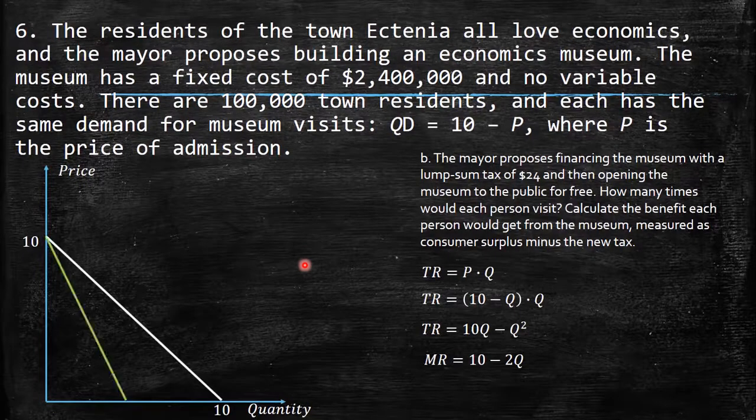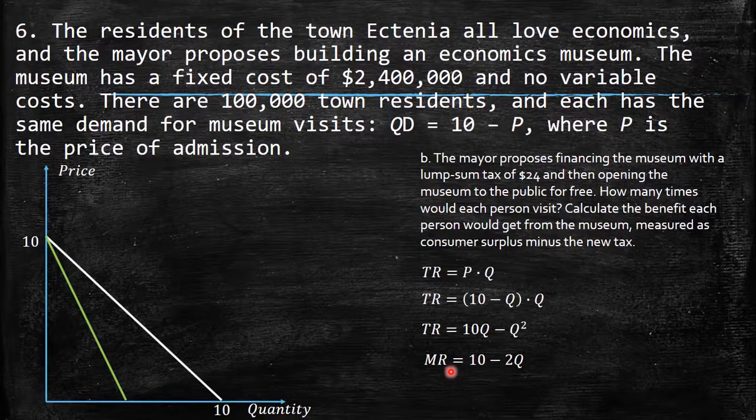Then I represent here the marginal revenue. It doesn't make any importance here, but I'm going to explain how we can make the total revenue. Total revenue is P times Q. The price is represented by 10 minus Q. So 10 minus Q times Q is 10Q minus Q squared. Here you can derive this one: the derivative of 10Q is 10, and the derivative of Q squared is 2Q.